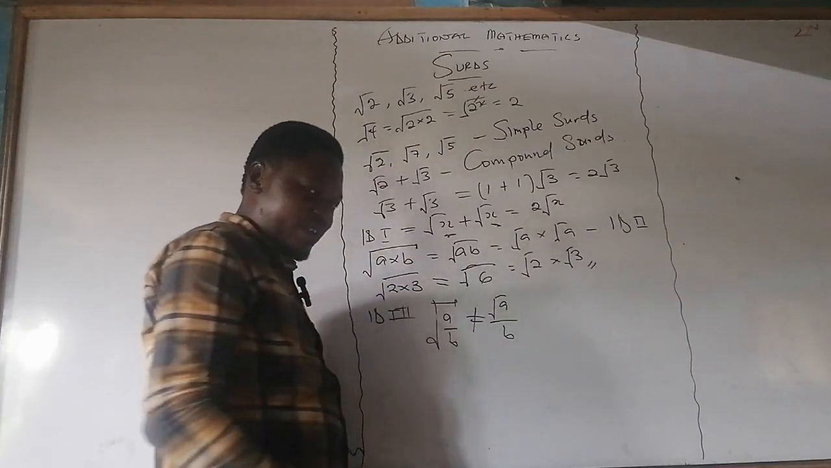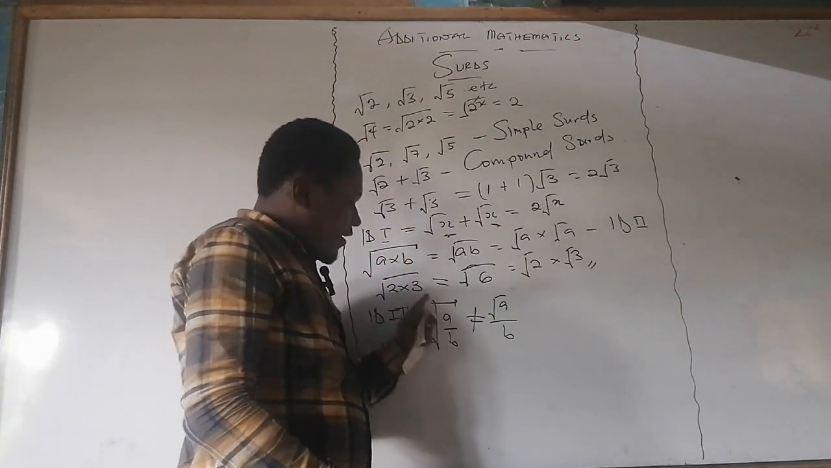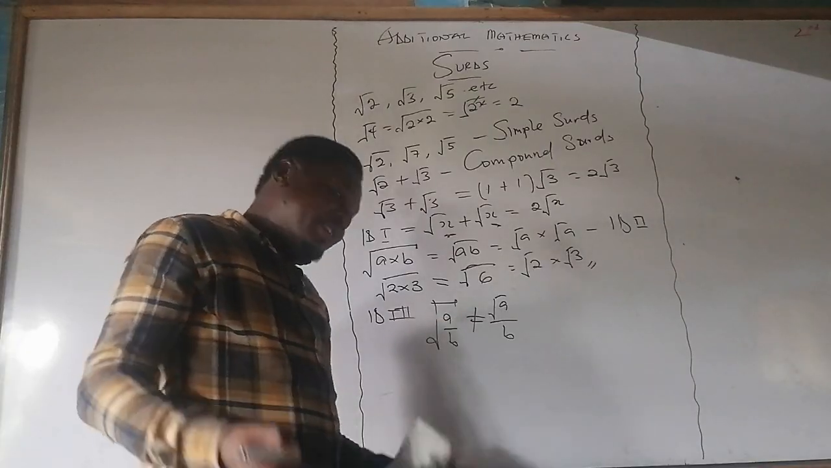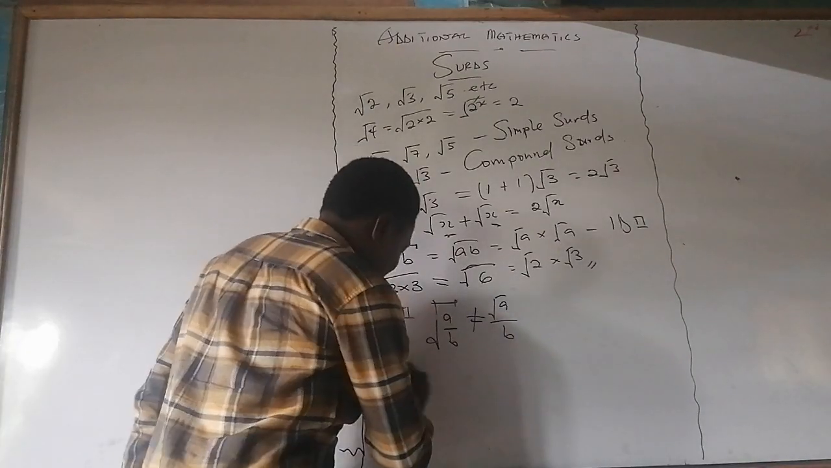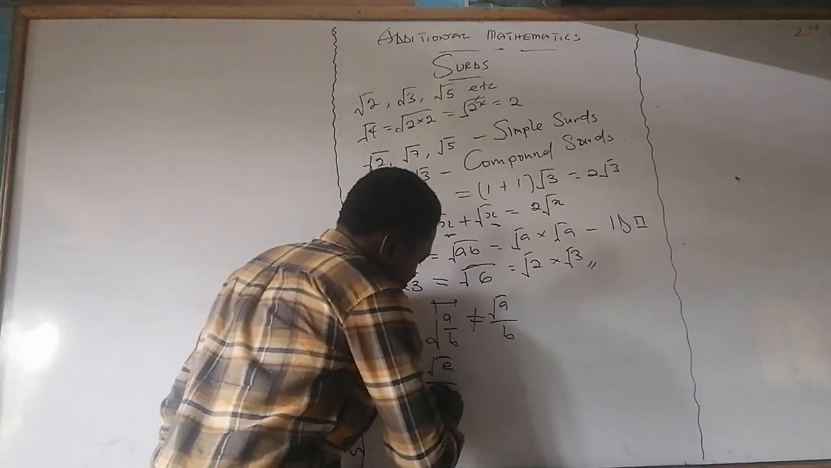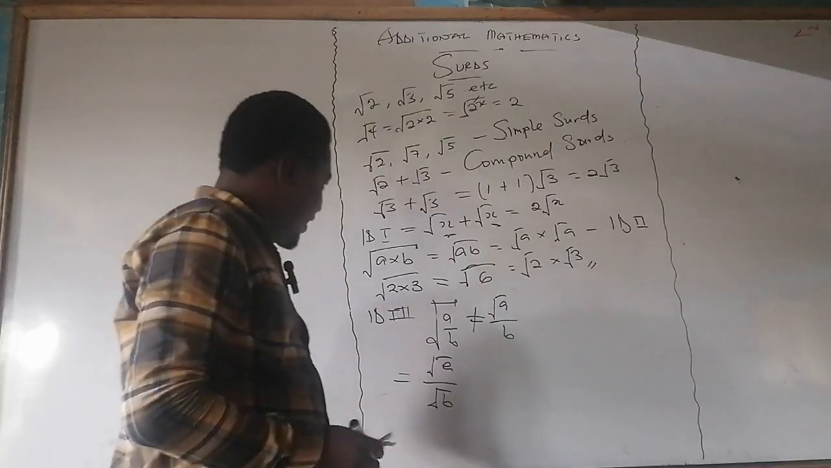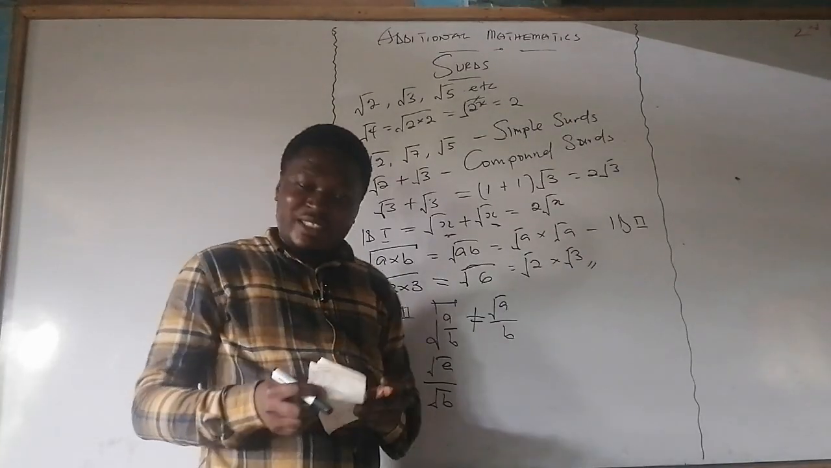This is a totally different thing. In this case, we have our square root covering all the numerators and the denominators. Therefore, we can rewrite this particular guy as square root of a over the square root of b. All right, ID3. Let's move on to identity 4.